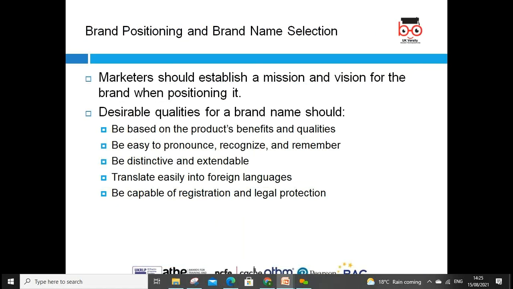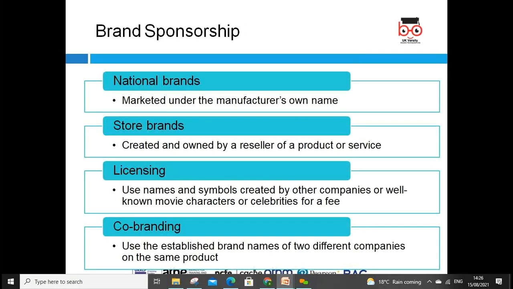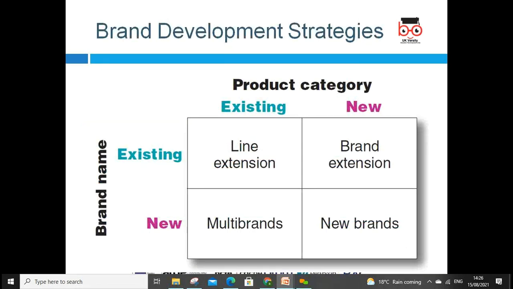Okay, so brand positioning and brand name selection: marketers should establish a mission and vision for the brand. When positioning desirable quality for the brand, it should be based on the product benefit, quality, easy to pronounce and recognize. That's all the quality needed. When you do the brand, you can look around: is it national brand, store brand, licensing, or co-brand? That we need to focus on, and brand can be sponsored.